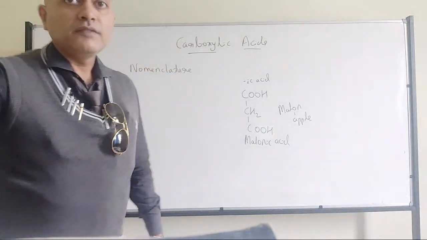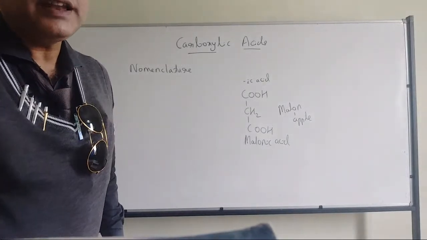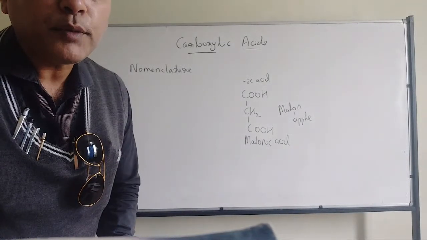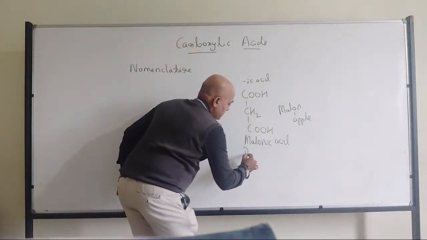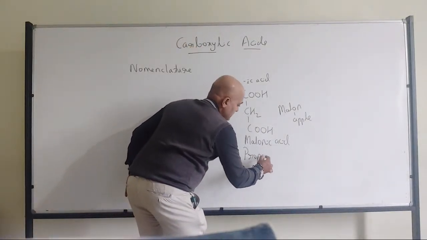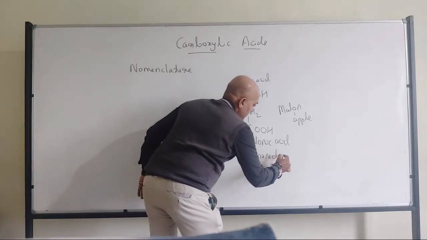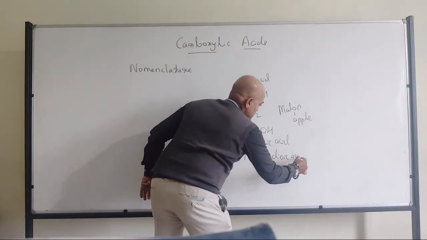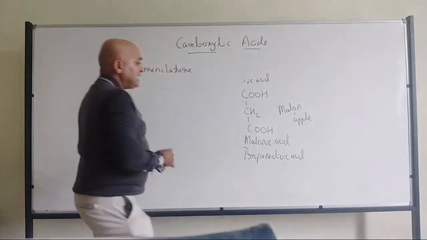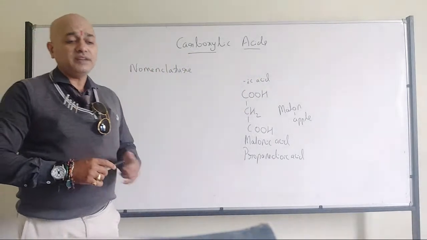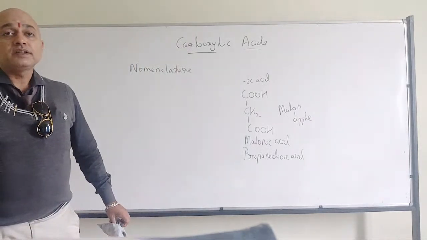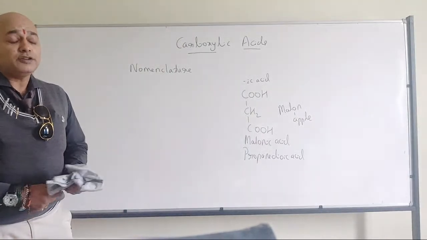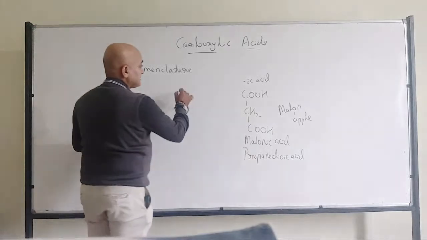Anyone? What can be the IUPAC name for malonic acid? Okay, propane dioic acid. Very good. So that's where we have the IUPAC name for malonic acid. Okay, so next one.